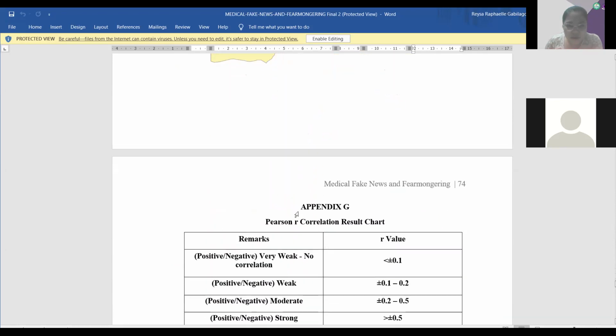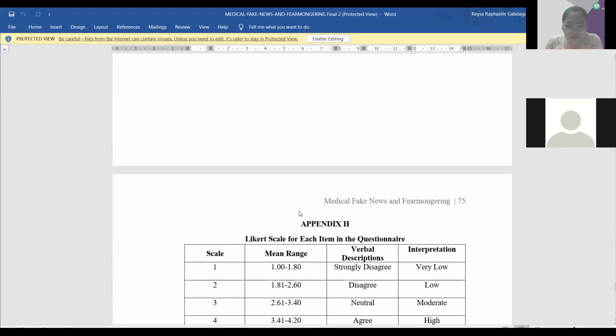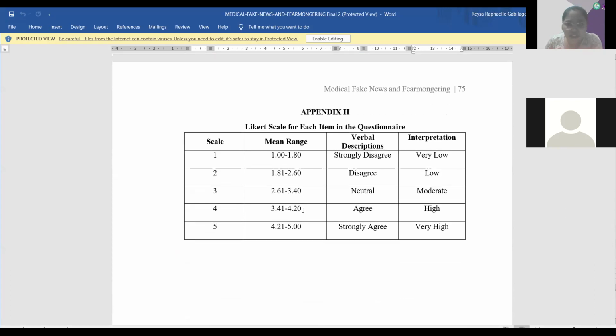This is the map. This is the Pearson. This one is the range. Okay. So they made this actually. And if you can see, the range is actually pantay. The interval 1.1 to 1.8, 1.81 to 2.60. And then they had the verbal interpretation. I believe you also have your verbal interpretation or verbal descriptions, I mean.